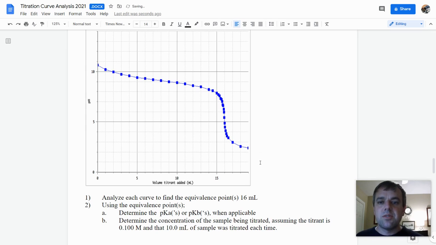For this one, we need to go halfway to the equivalence point, which is going to be at 8. The pH there looks like it's around, what is that, like 9.1? That would mean that the pKa of our weak acid is 9.1. So we take 14 minus 9.1, and we would get that the pKb, which is what's relevant to our base, is 4.9.